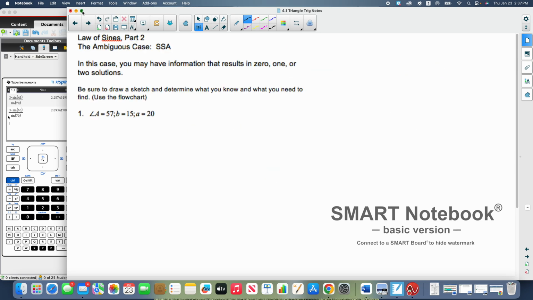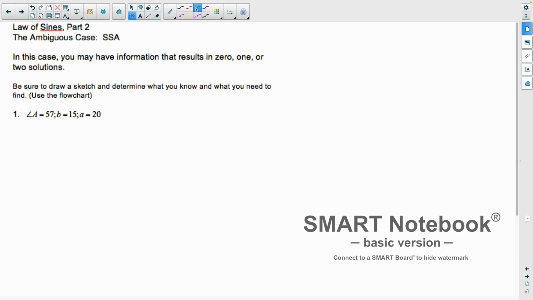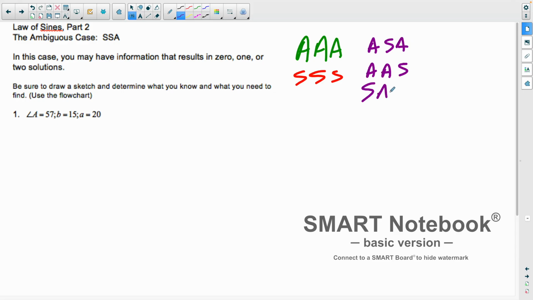We're going to talk about law of sines again today. All right? So if you remember real quick, I'm going to put these up on the screen. These are the 8 different ways that we said we could do triangle congruence theorems. So there's my 8. Okay?